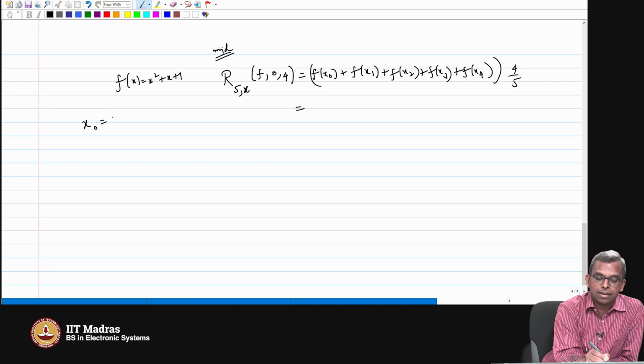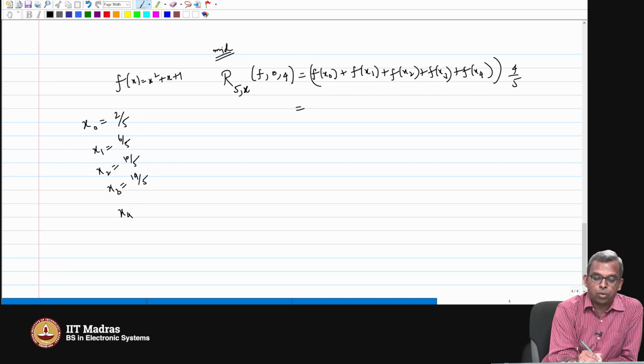So 0 plus the delta by 2 is 2 by 5. Okay, and then x1 is just 2 by 5 plus delta, so it will be 6 by 5. x2 will be 10 by 5, x3 will be 14 by 5, and x4 will be 18 by 5. Is that okay? So this is the x.